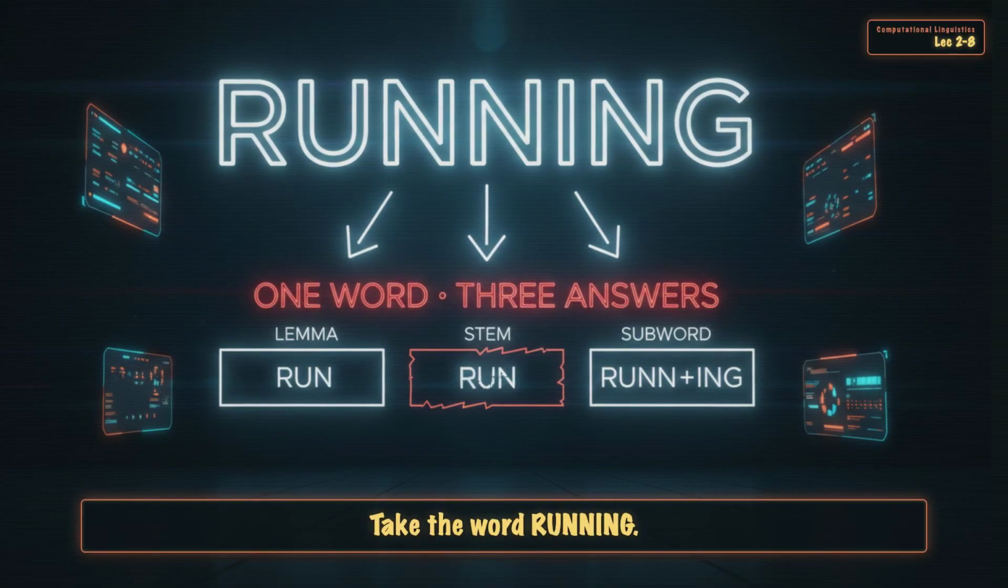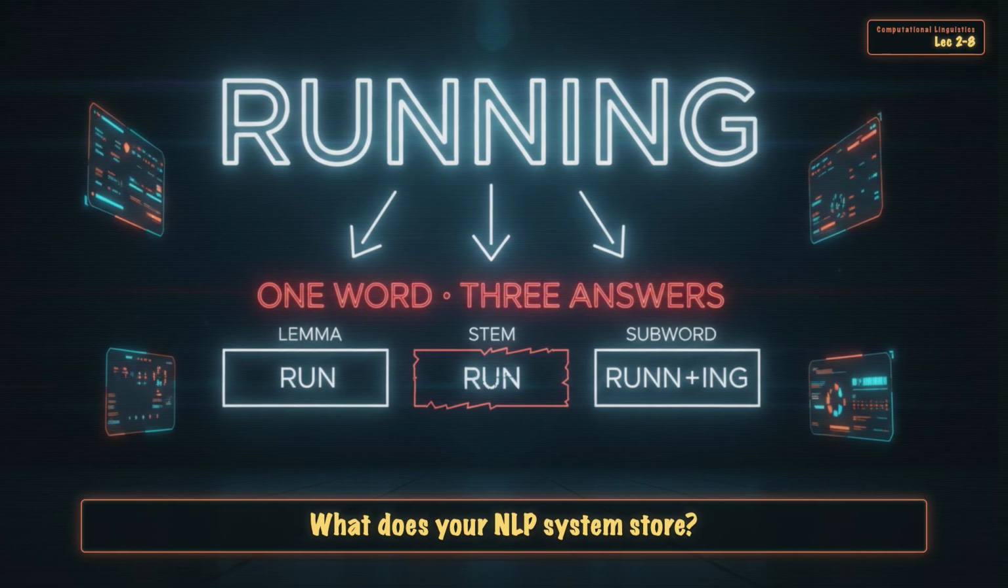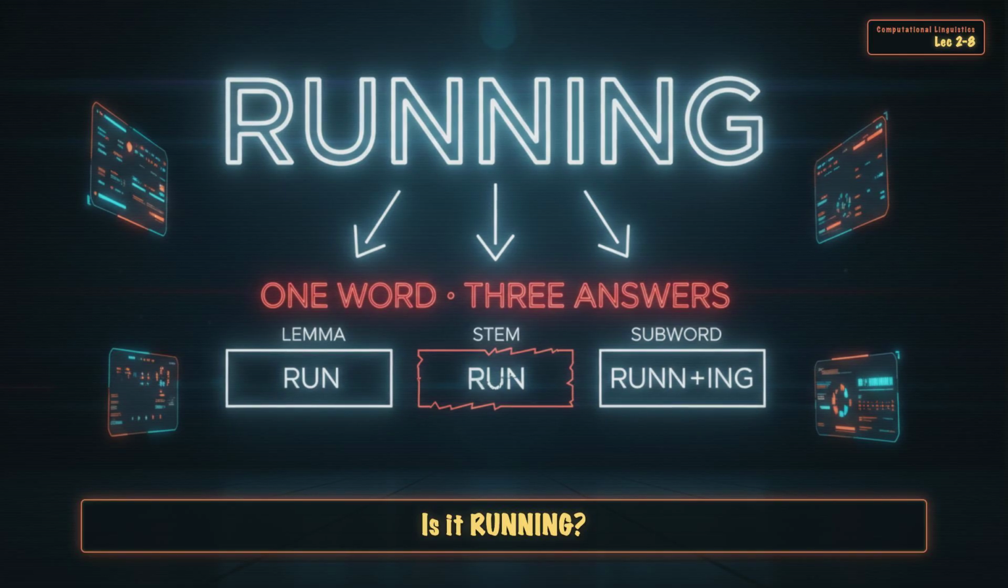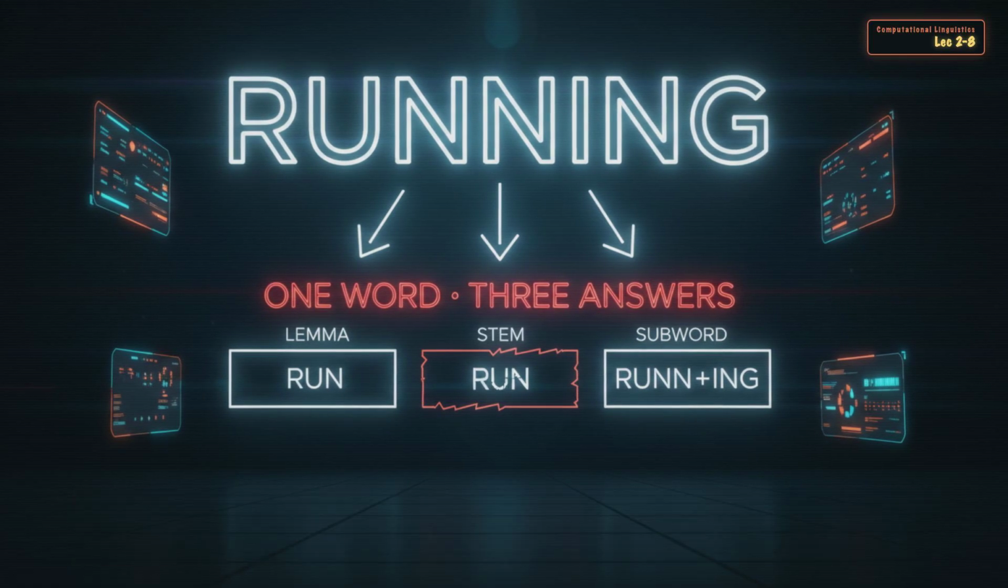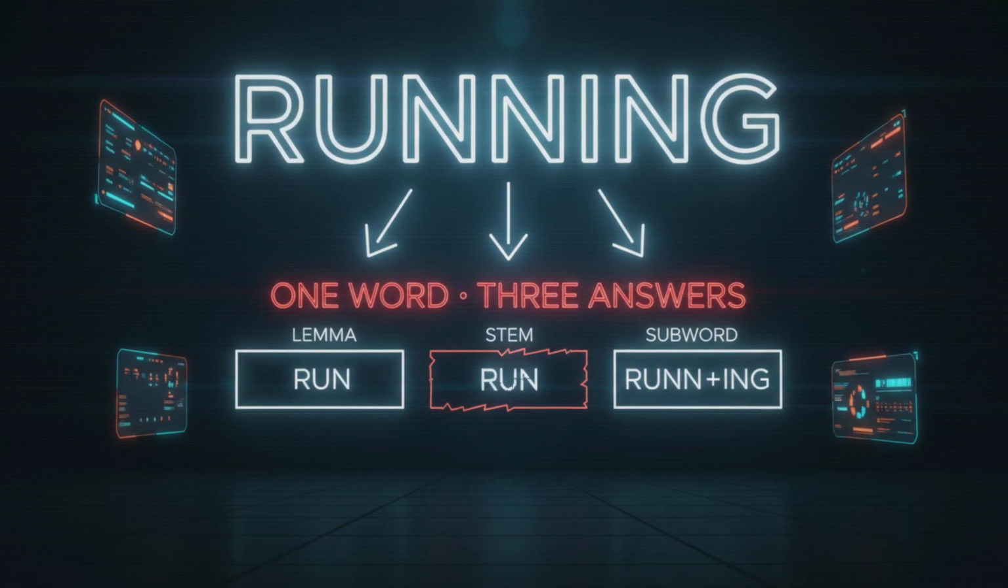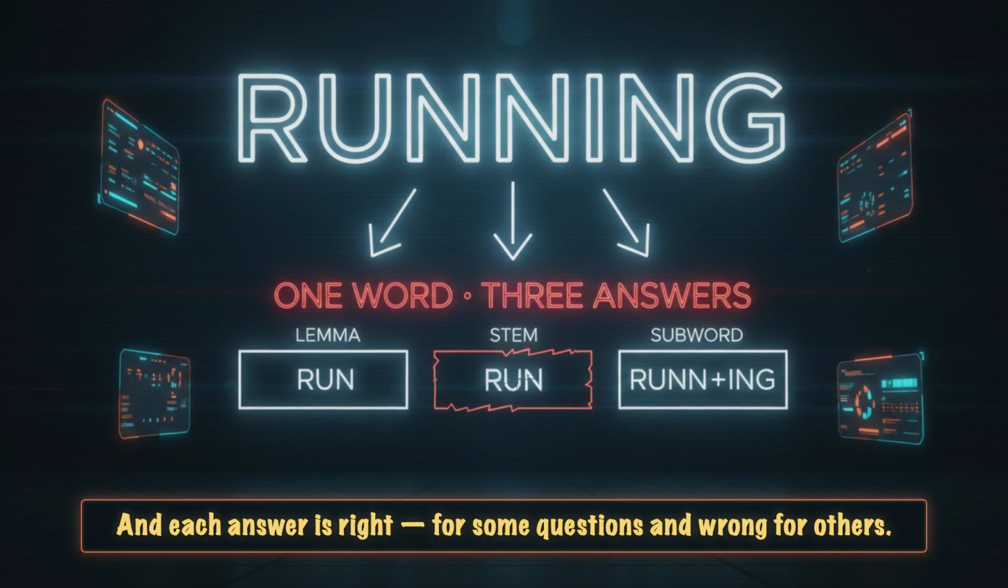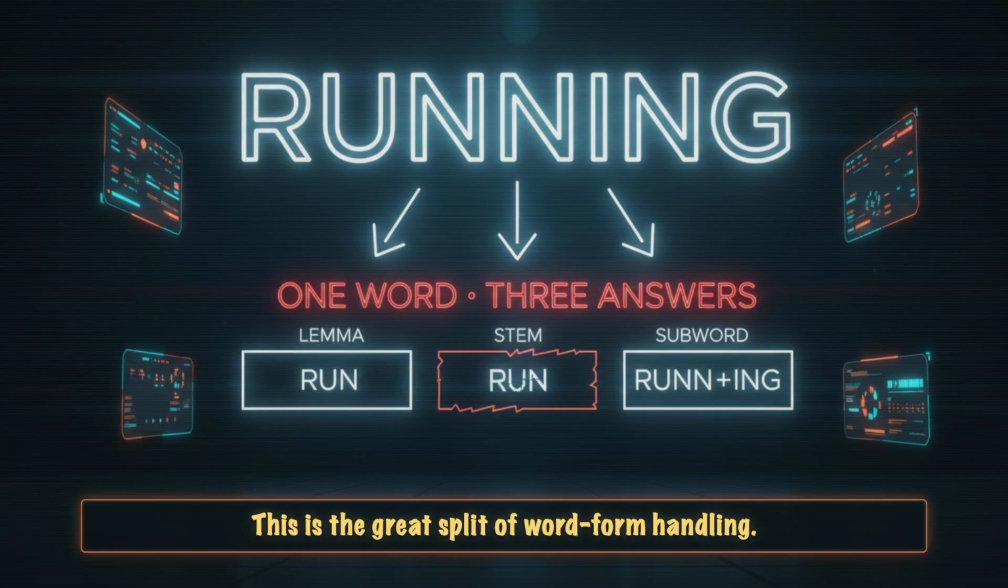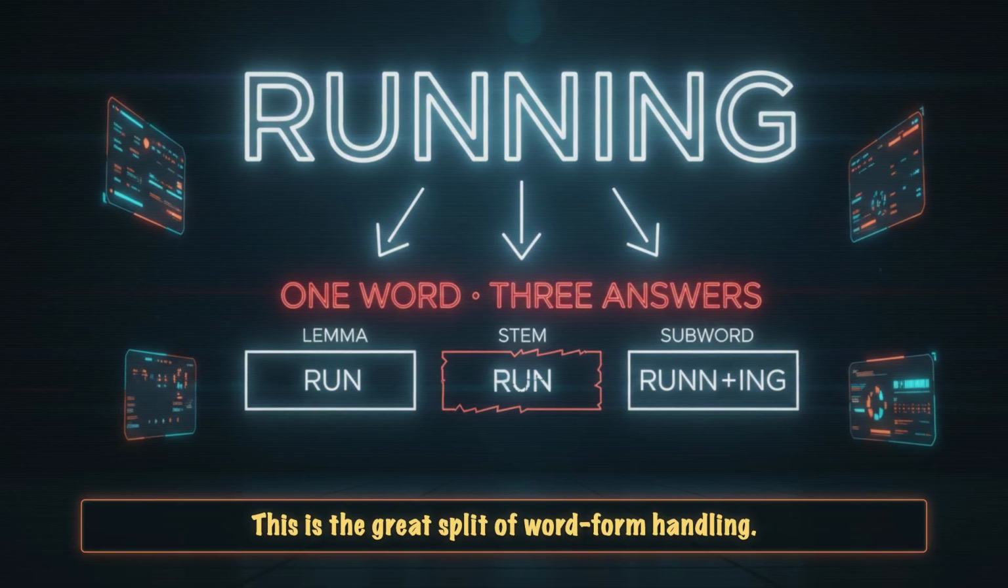Take the word running. What does your NLP system store? Is it run? Is it running? Is it RUNN+ING? Different systems give different answers, and each answer is right for some questions and wrong for others. This is the great split of word form handling.